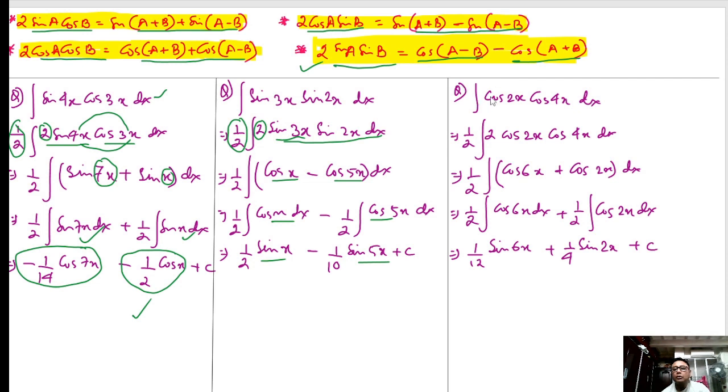Now integration of cos 2x cos 4x. Okay. So here we are doing by half into 2. So this is looking like 2 cos A cos B. 2 cos A cos B is cos A plus B plus cos A minus B, which is this. So separately doing the integration, cos 6x is sin 6x by 6. So 1 by 2 becomes 1 by 12. Cos 2x integration is sin 2x by 2. So half becomes 1 by 4. Clear?